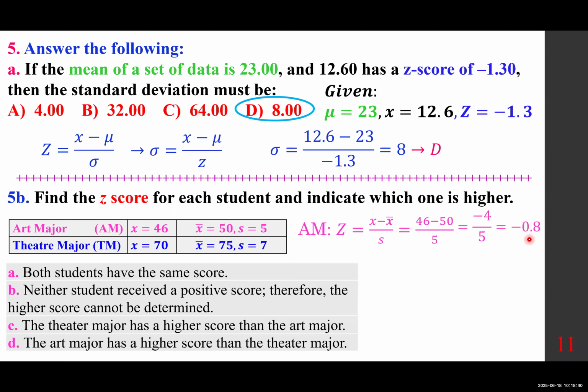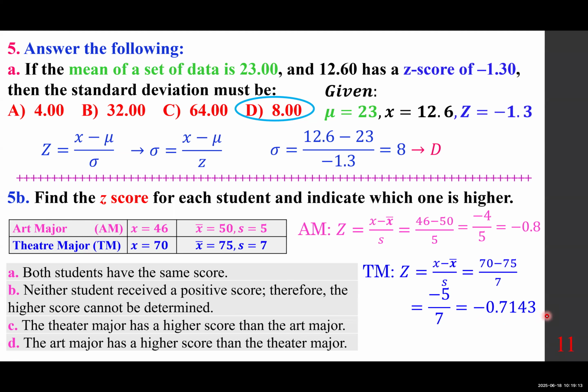So what does this mean? Because the Z-score is negative, that means the student has received a grade which is less than the average. 0 means equal to the average of the class. And if it's positive, it's larger than the average. We do the same thing for the theater measure. X minus X bar over S, and that means 70 minus 75 over 7. We get negative 0.7143. Now, both of them are negative, both of them are below average.